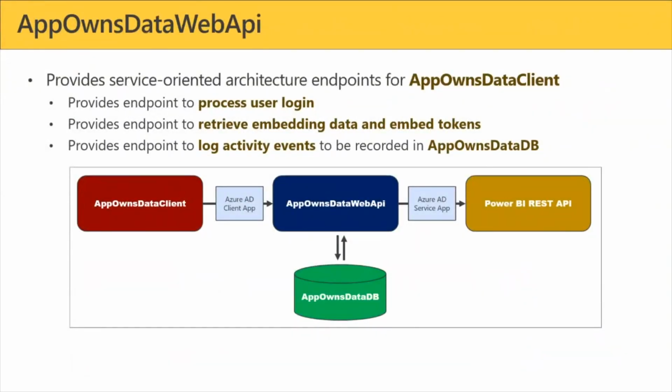Now, another thing to see is, what does this API do? So it's going to process the user login. Once the user logs in, we're going to go to the database and find the user profile and update the last logged in event. And if a user profile doesn't exist, we'll just create it on demand. Now, the AppOwnsDataWebApi also has to talk to the Power BI REST API. And what it needs to do that for is to create embed tokens and other data for the view model we're going to pass back to the client to do embedding. The API also provides log activity methods so the client can basically make an API call and tell the web API to log some specific activity that's happened.